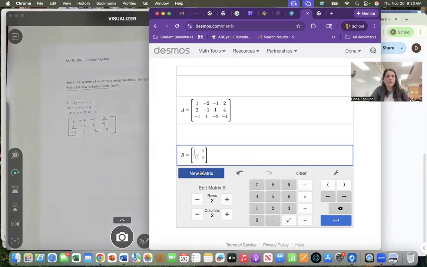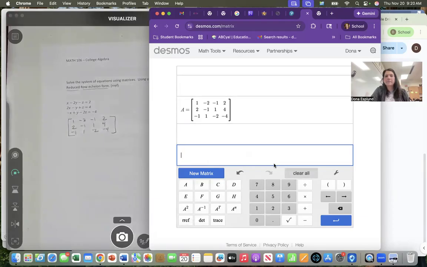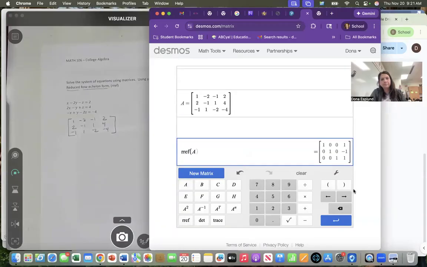I'm going to hit new matrix. But then I'm going to, oh, I didn't want to, sorry, I want to clear that. So after I put my matrix in, I'm going to go down to the button, which is the RREF, and that's what I put in parentheses. And then all you have to do is type in A.